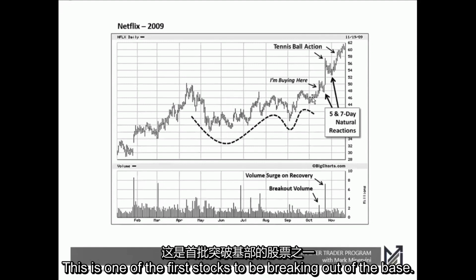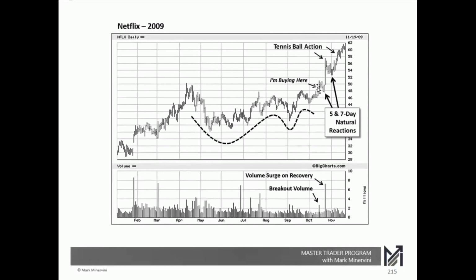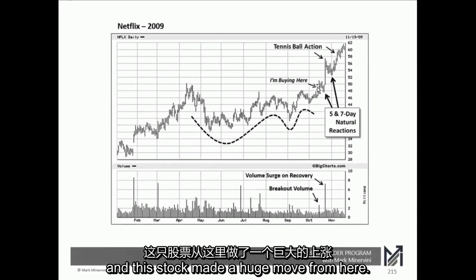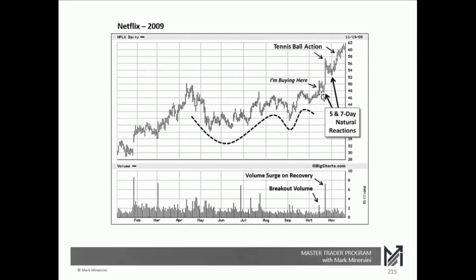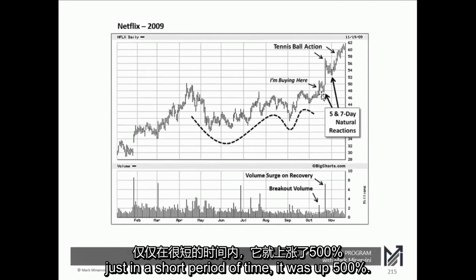And this is one of the first stocks to be breaking out of a base. You might be on a real key leader. And this stock made a huge move from here. Of course, we all know this is in 2009. Netflix made a gigantic move from this point. Just in a short period of time, it was up 500%.